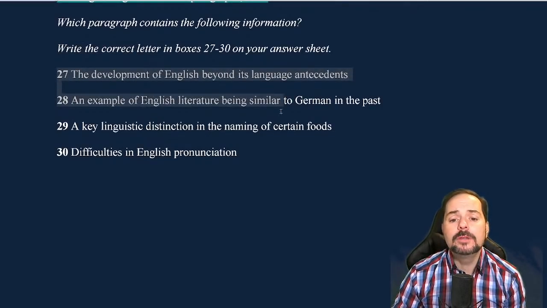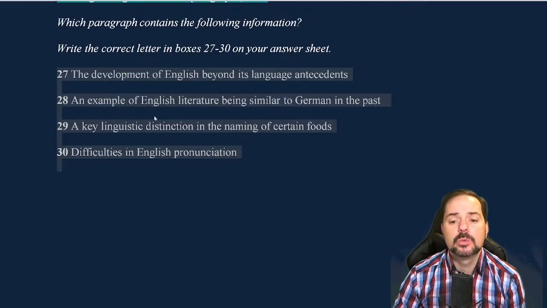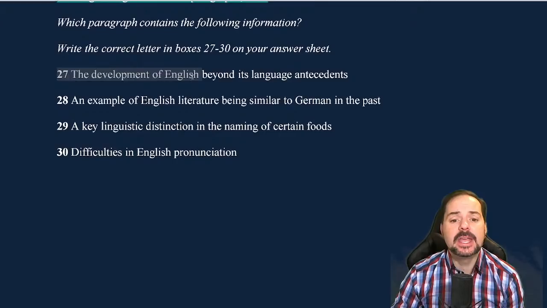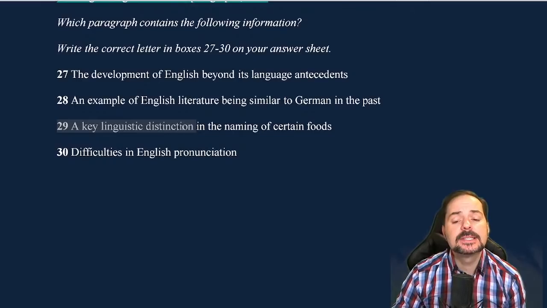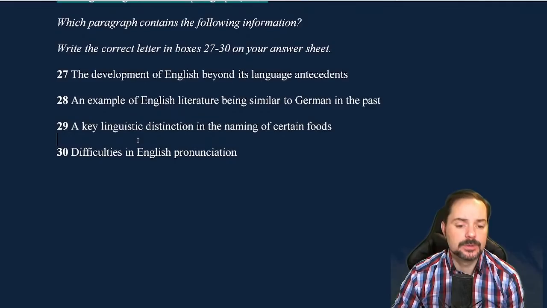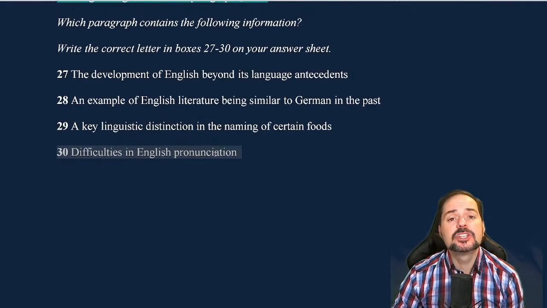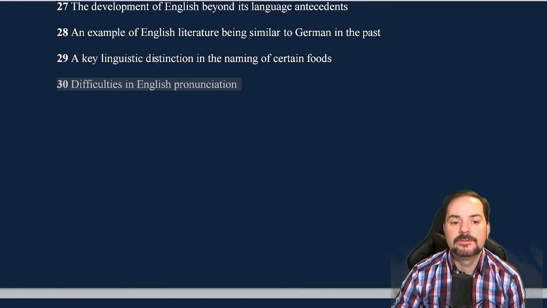So here, all of this information is included somewhere in the passage, so we want to definitely read this, okay? 27, the development of English beyond its language antecedents, okay? If you don't understand the word antecedents, don't worry about it. Okay, 28, an example of English literature being similar to German in the past. 29, a key linguistic distinction in the naming of certain foods. Okay. 30, difficulties in English pronunciation. Make sure you're visualizing. Okay, so foods, for instance.